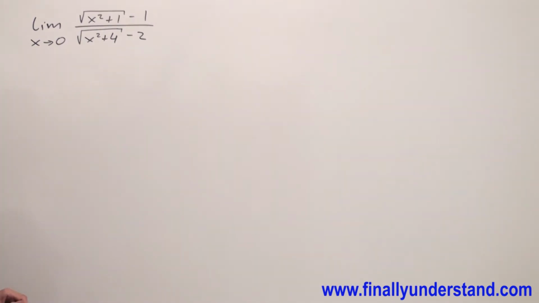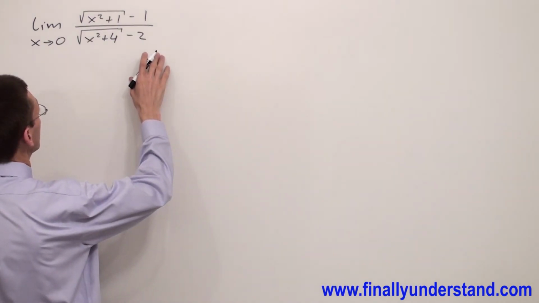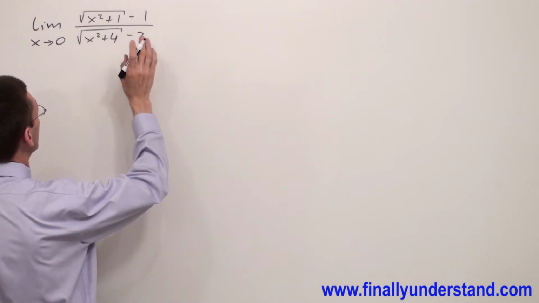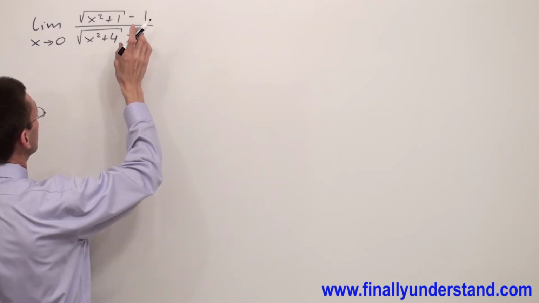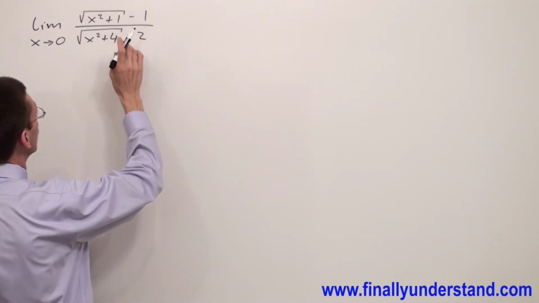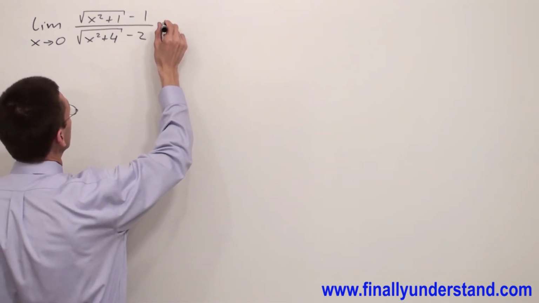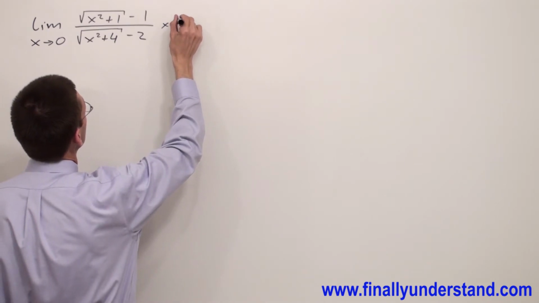So what are we supposed to do? We're supposed to simplify this function. How can I do so? By multiplying the numerator and denominator by the conjugate of the numerator and multiply everything also by the conjugate of the denominator. So I'm going to multiply everything by the conjugate of the numerator first.